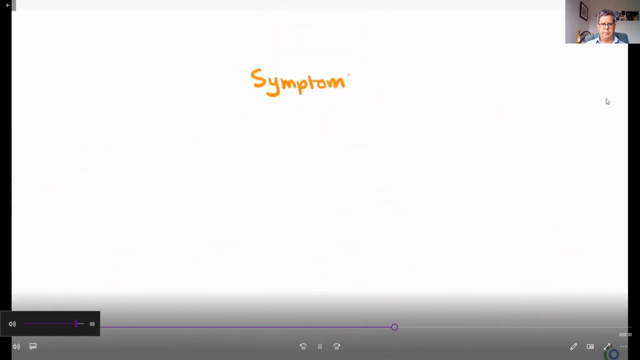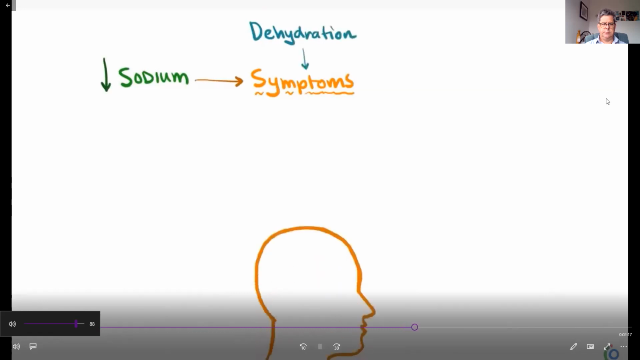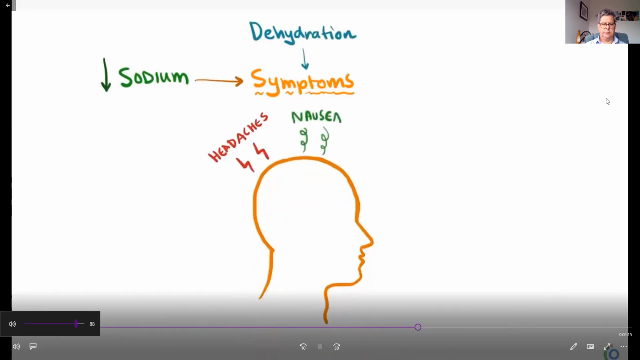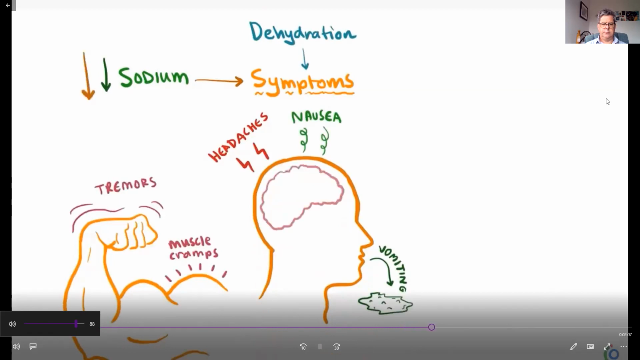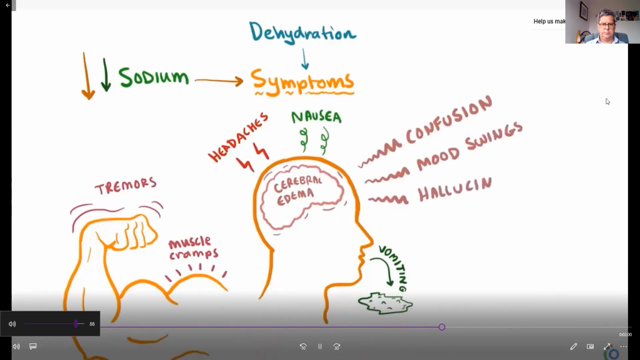The symptoms a person with SIADH experiences are caused by the dilution and loss of sodium in the blood. When your body has a lower sodium concentration than normal, you experience symptoms similar to dehydration or any other condition where sodium is low. Symptoms like headaches, nausea, and vomiting are common initially, along with muscle cramps and tremors. As the sodium concentration continues to get lower in your blood, though, the neurons in your brain begin to swell, leading to cerebral edema. This causes symptoms like confusion, mood swings, and hallucinations.